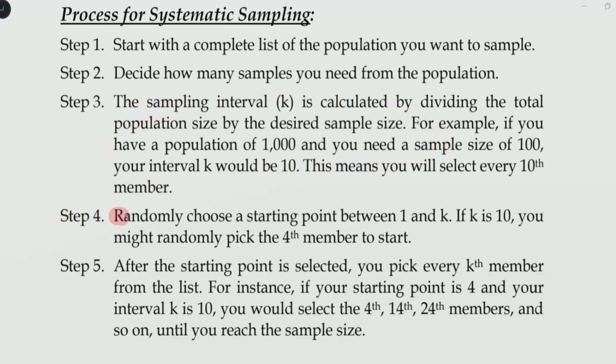Then step 4, randomly choose a starting point between 1 and k. If k is 10, you might randomly pick the 4th member to start. After the starting point is selected, you pick every kth member from the list. For instance, your starting point is 4 and your interval k is 10. You would select the 4th, 14th, 24th members and so on until you reach the sample size. So that is all about systematic sampling and the process of systematic sampling.